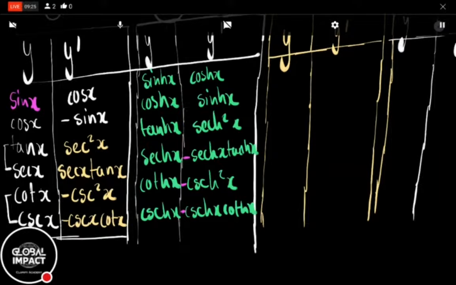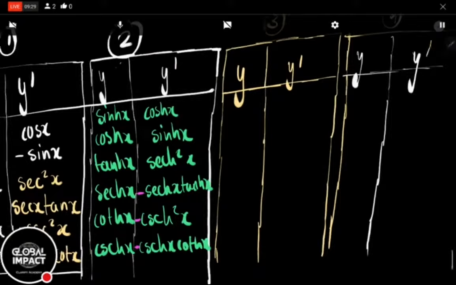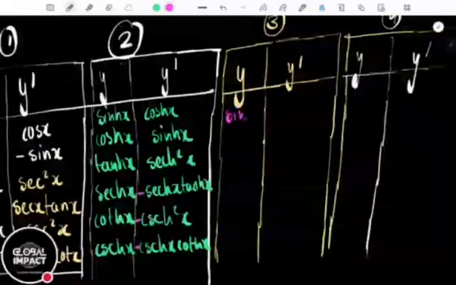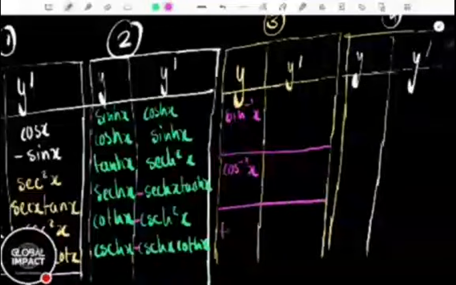Now let's put the other things which we need. We have y and y prime. Let's put the other things which we need now. We're going to do sine inverse of x, then cos inverse of x, then we're going to say tan inverse of x.